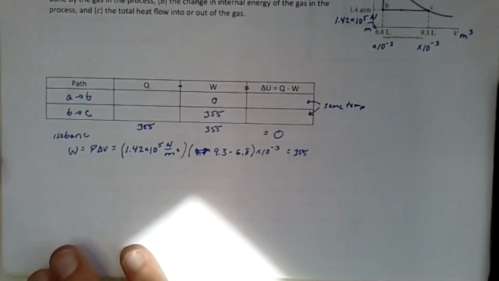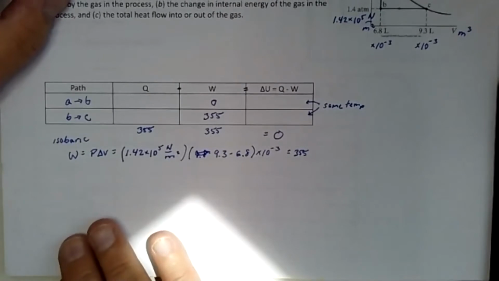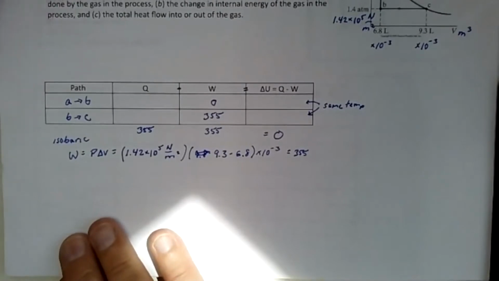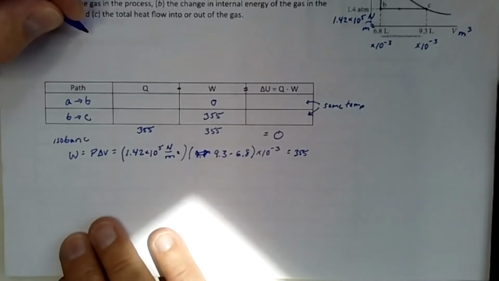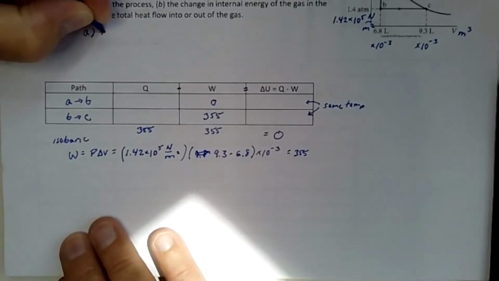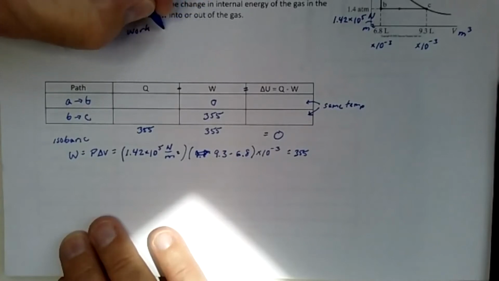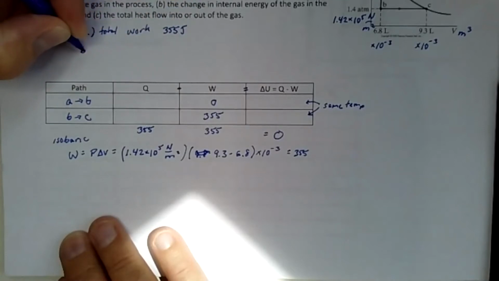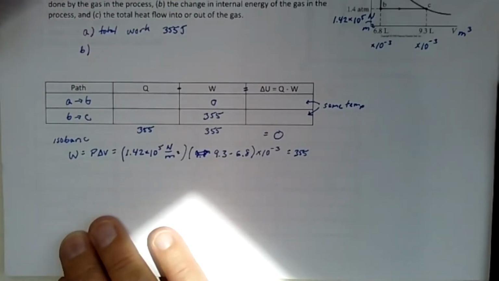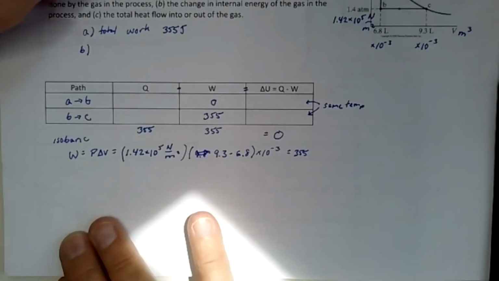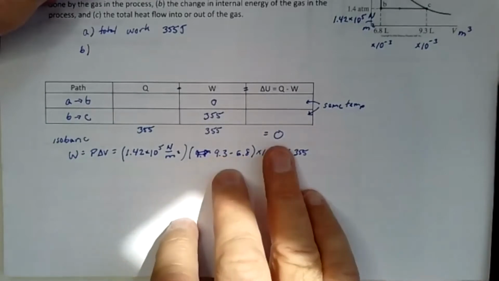Okay. But it turns out we don't need to know those things because if we look at the different parts of the question, A says total work. So that's 355 joules. B, they'd like to know the change in internal energy of the gas in the process. So that's just 0.